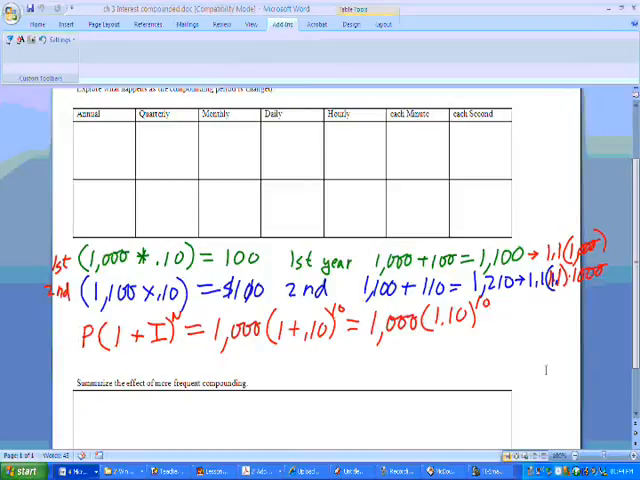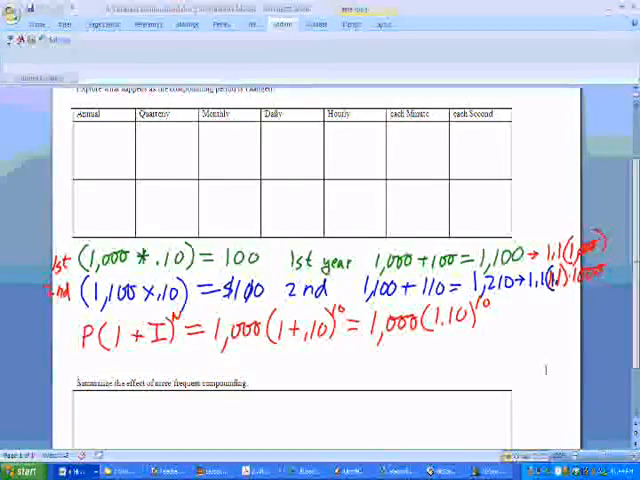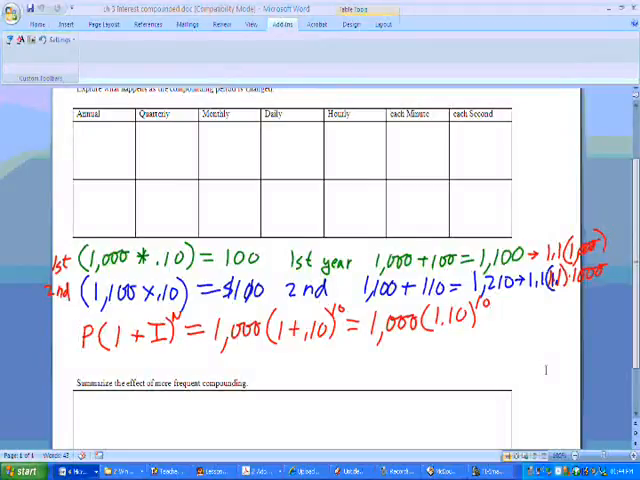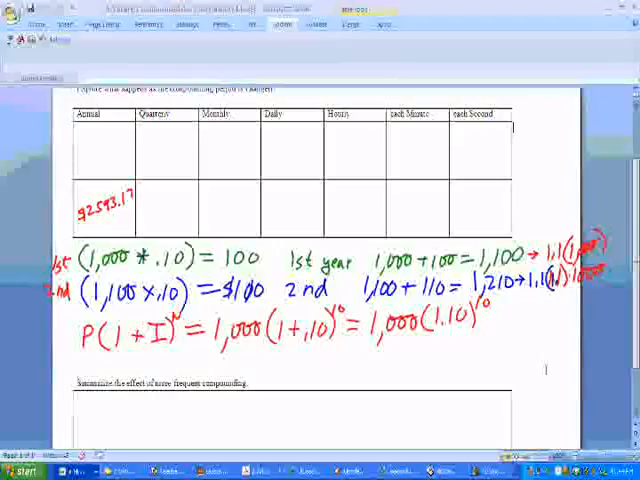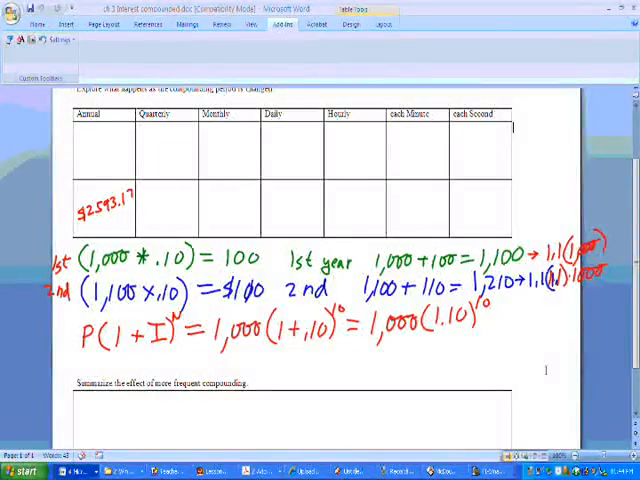Would somebody figure that out on the calculator for me? $2,593. How many cents? Now, banks never round up. They always truncate. 7.4. So it was a 7.4. They don't give you anything else past the 7. So you get $2,593.17 after 10 years.